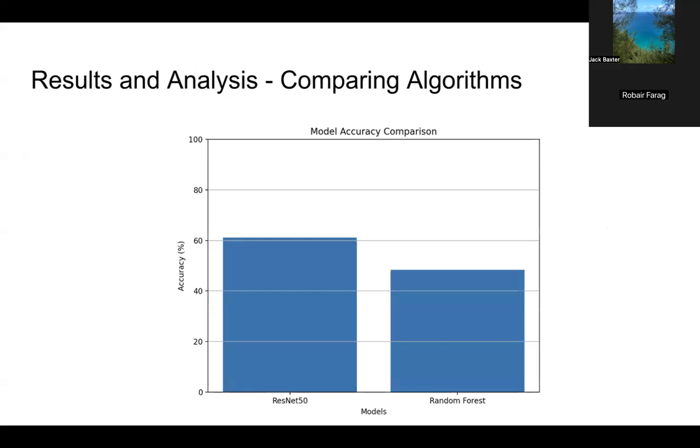And then the result and analysis of the comparing algorithm, you can see the difference between the ResNet and the random forest, which one got more accuracy. ResNet got 60% accuracy, and the random forest around 48%. So that's why we decided ResNet is much better for accuracy. That's how it's gonna help us in the future to train it more and have more accuracy for the algorithm that we're gonna use to train the data sets.